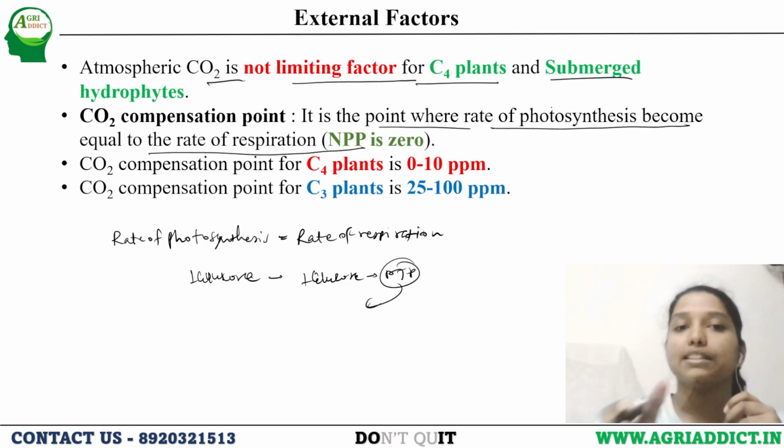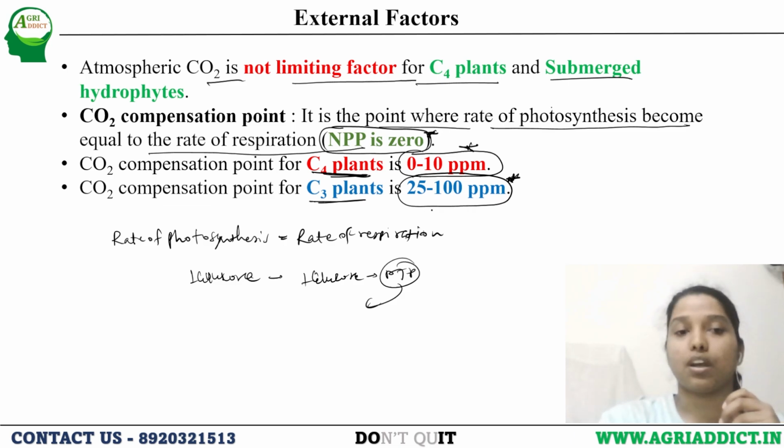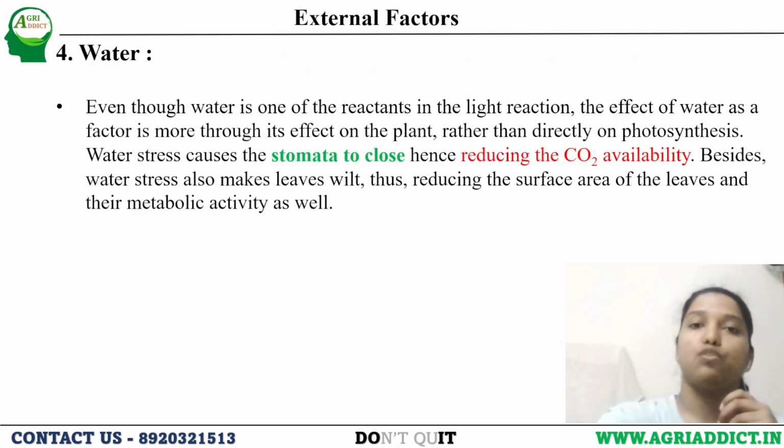The rate of photosynthesis is equal to the rate of respiration. So there will be zero net primary productivity. This is important. For C4 plants, the carbon dioxide compensation point is 0 to 10 ppm, whereas for C3 plants, it is 25 to 100 ppm. This value you have to remember. Carbon dioxide compensation point for C4 is 0 to 10 ppm, whereas for C3 plants, it is 25 to 100 ppm. Let's move to the next slide.